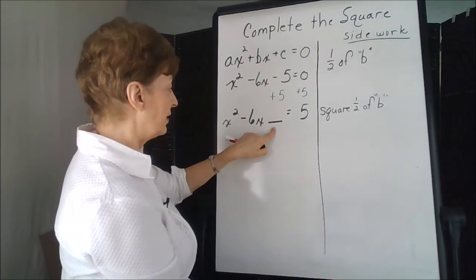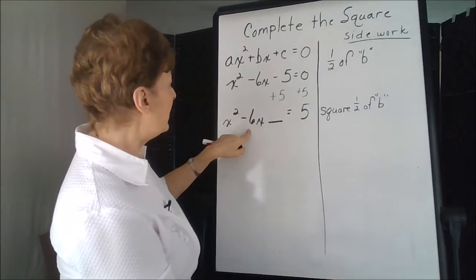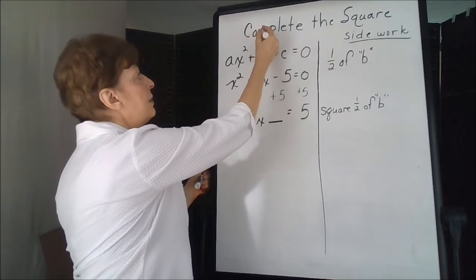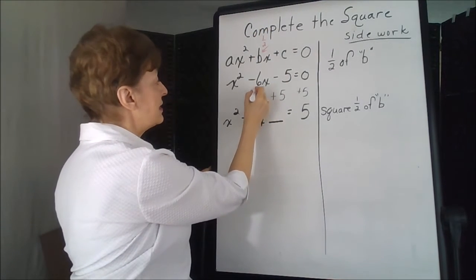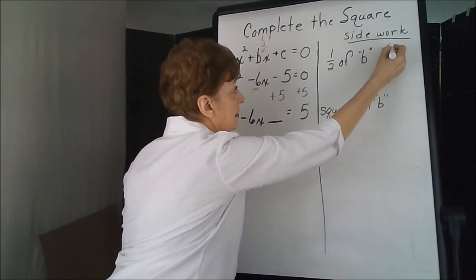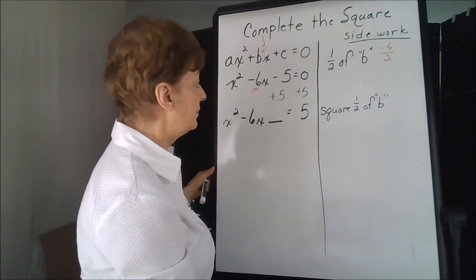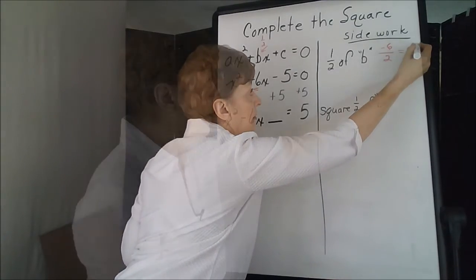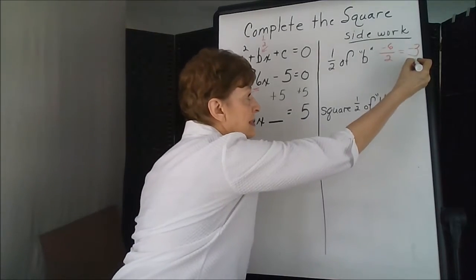That space is filled by doing a side calculation. We're going to take our b term, and take 1/2 of this b term. In our case, it's -6. So our -6 is going to be cut in half. And that would be a -3. -3 is going to be held because we're going to be using this later.